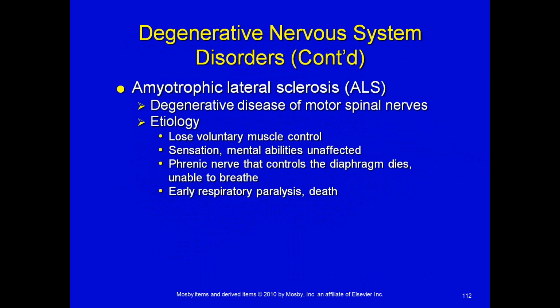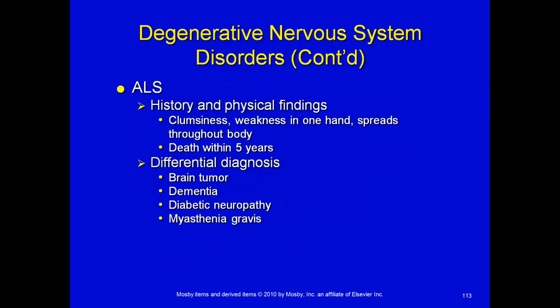But at some point, with loss of muscle control, the patient is unable to control the diaphragm and is unable to breathe and dies as a result of respiratory paralysis. It begins as a clumsiness or a weakness perhaps in one hand and spreads throughout the body. Usually people diagnosed with ALS die within 5 years. The differential diagnosis might be a brain tumor, might be dementia, might be diabetic neuropathy.